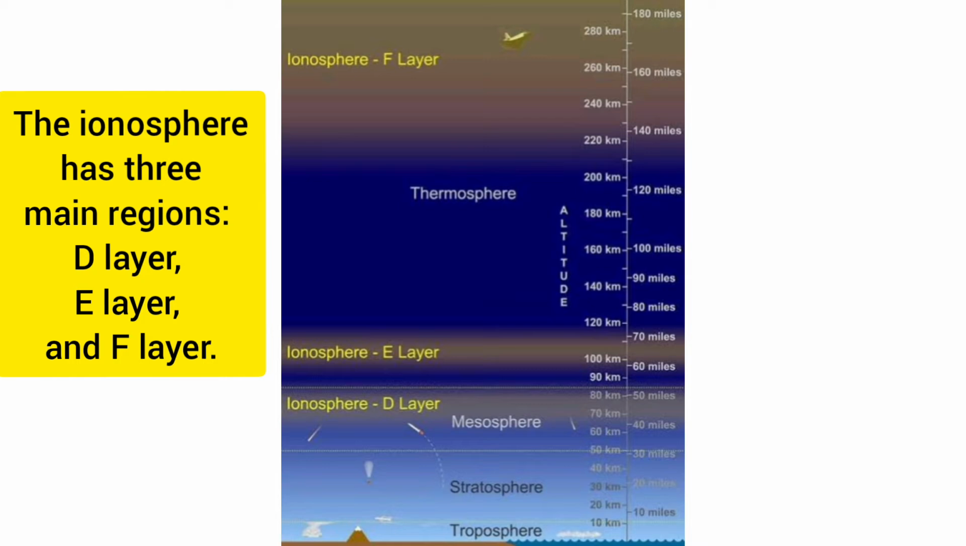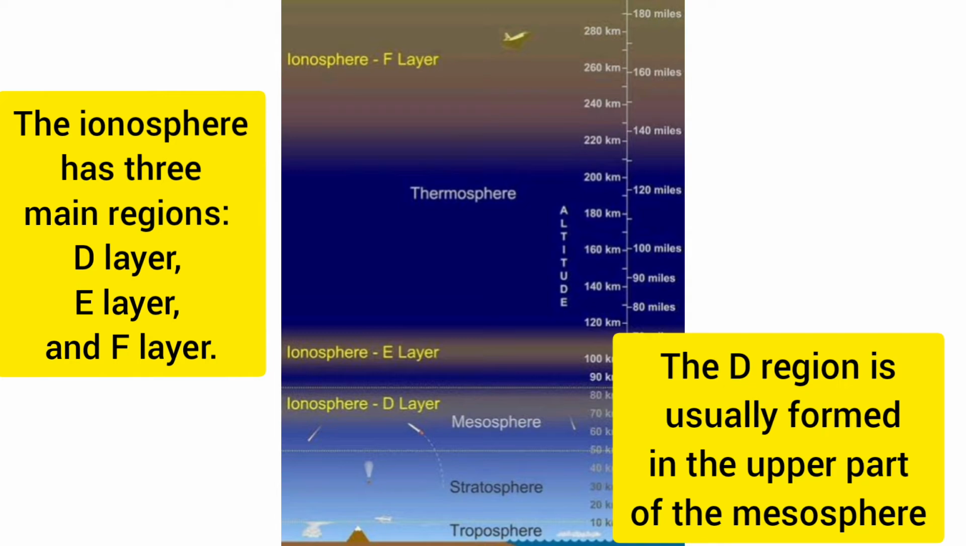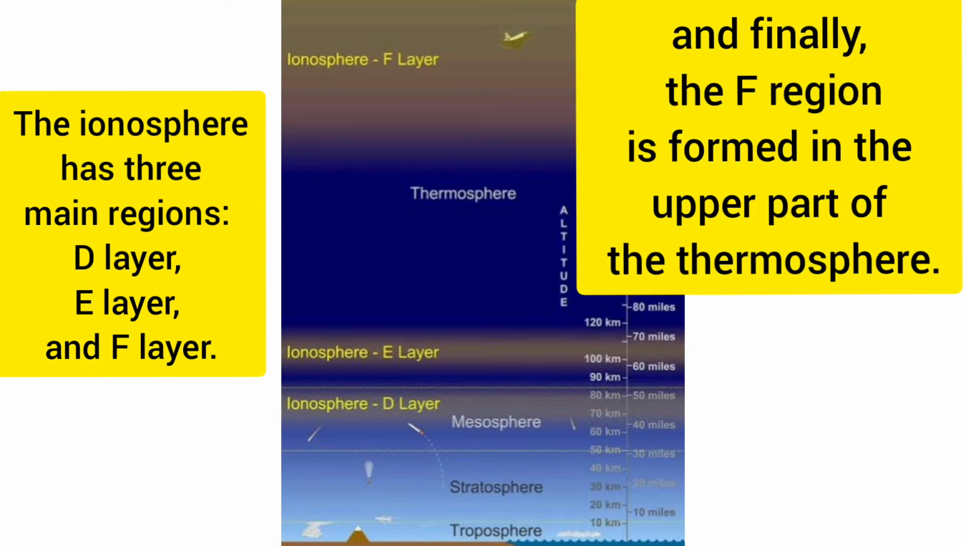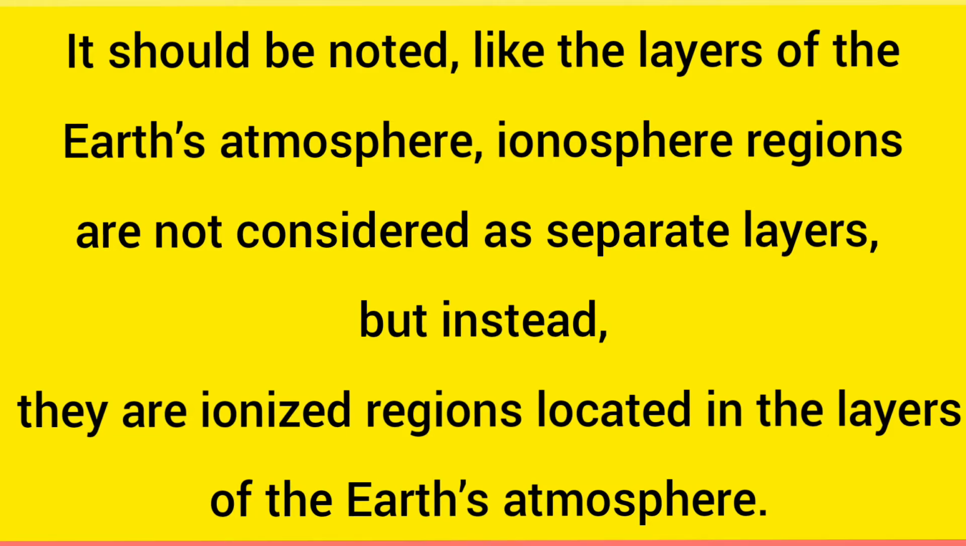The ionosphere has 3 main regions: D layer, E layer and F layer. The D region is usually formed in the upper part of the mesosphere. E region is usually formed in the lower part of the thermosphere. And finally, the F region is formed in the upper part of the thermosphere. Again, it should be noted, like the layers of the Earth's atmosphere, ionosphere regions are not considered as separate layers, but instead they are ionized regions located in the layers of the Earth's atmosphere.